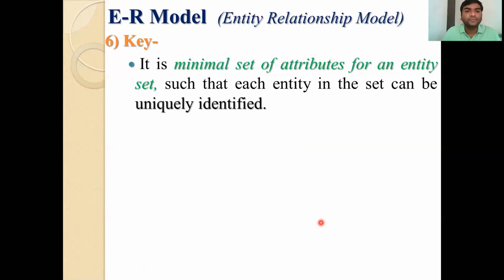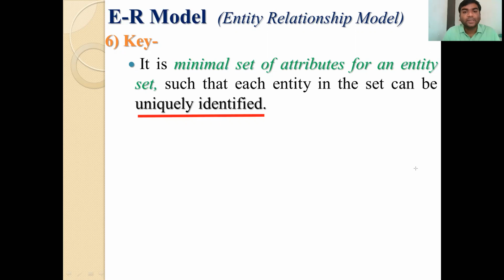Next, an important concept about the ER model, that is the key. It is the minimal set of attributes for an entity set such that each entity in the set can be uniquely identified. So what is the meaning of that? Suppose a number of hospitals are present in the city, but every hospital has a uniqueness. What is that uniqueness? Their name, their ID, or their location. So that is the uniqueness.